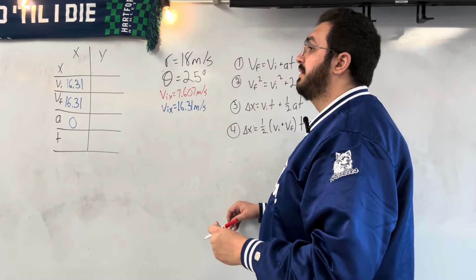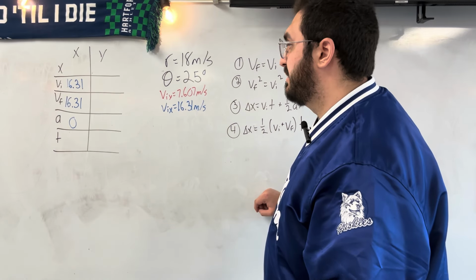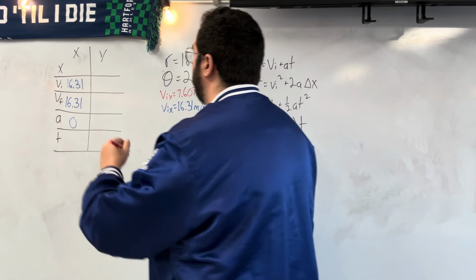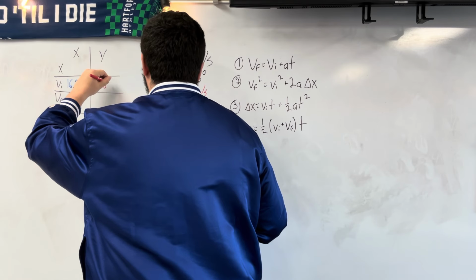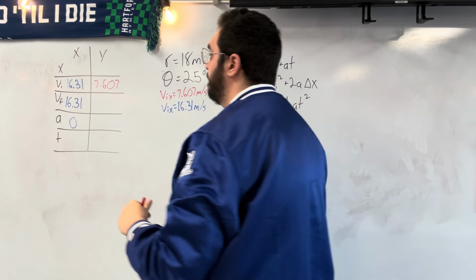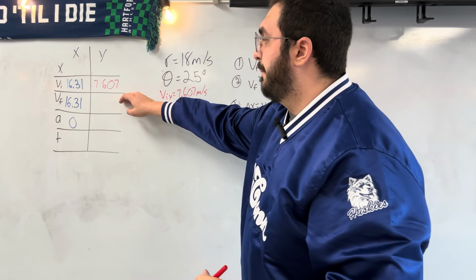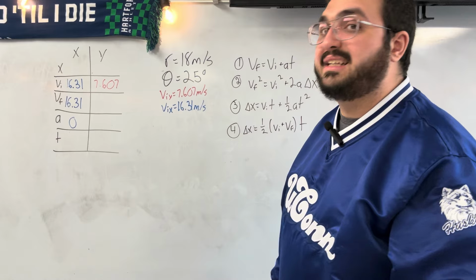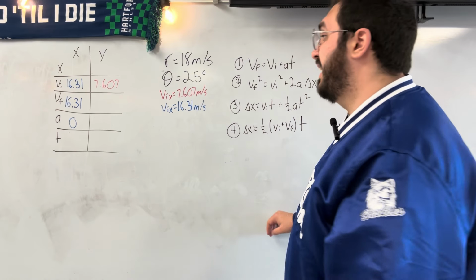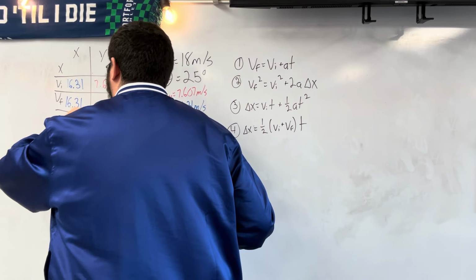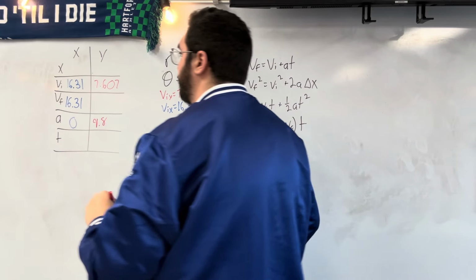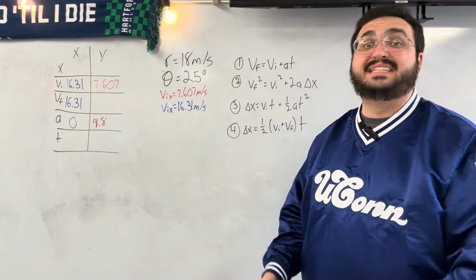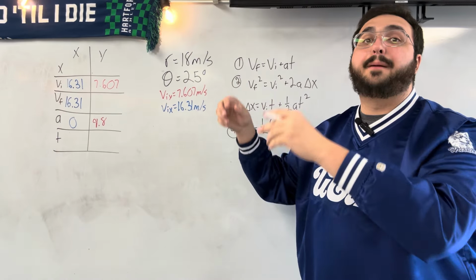For y, our displacement will be our height. We don't know that yet, so we're going to skip that. VIY, we do know, is going to be 7.607 meters per second. Skipping VF for now, we'll come back to that in a second. Acceleration here, we do have a number for that, and we know for a fact that it is caused by gravity. The acceleration due to gravity is always going to be 9.8 meters per second squared. The positive or negative, we're going to determine whether or not we use it based off of if we are slowing down as we go up or speeding up as we go down.